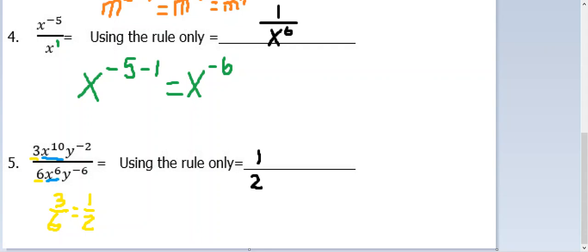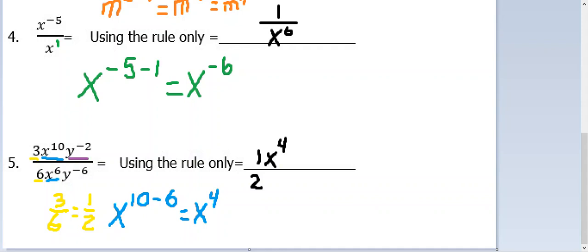My next thing is I have these x's. So I'm going to use the rule to figure out the x and simplify those. So I always do the numerator minus the denominator. So my numerator has an exponent of 10 and my denominator has an exponent of 6. So I can do 10 minus 6. And 10 minus 6 is 4. And since it's positive, that's going to go in my numerator, or the top of my fraction.